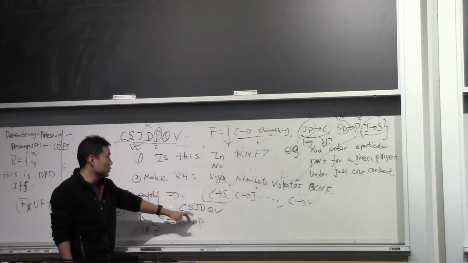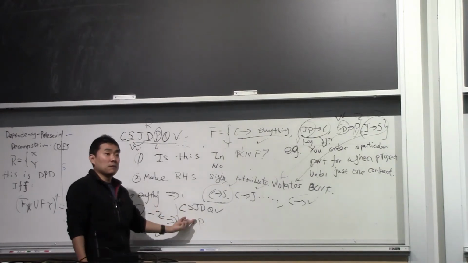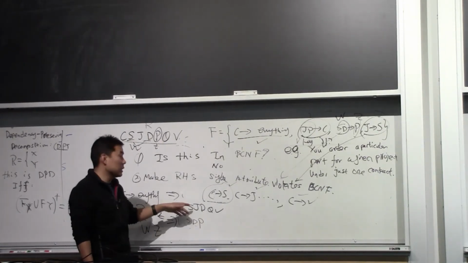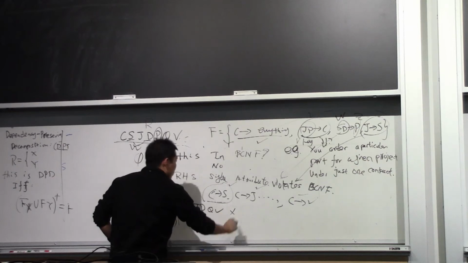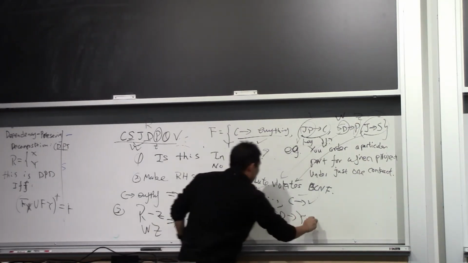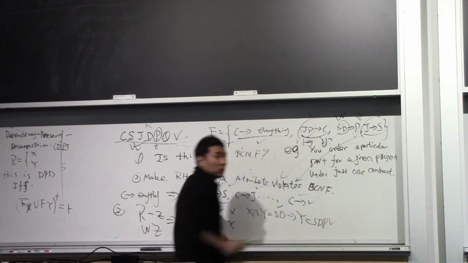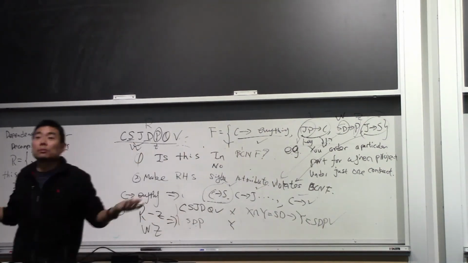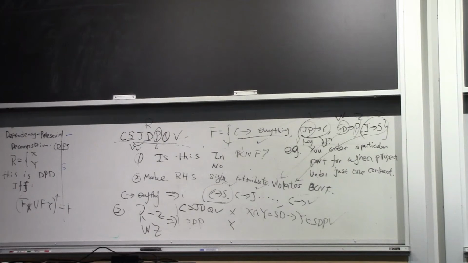What's the intersection of the two? The intersection is SD. And SD determines SDP, meaning that if you take this x, this is the y, x intersect y equals SD, which determines y equals SDP. So this is guaranteed to be lossless. Do you follow what I'm doing here?